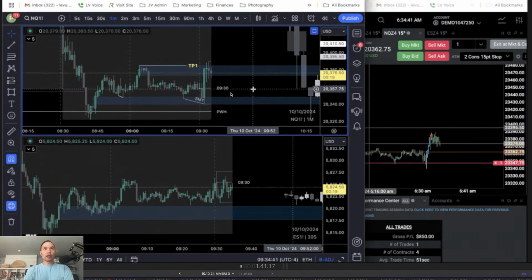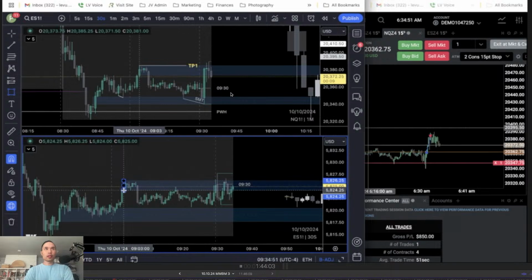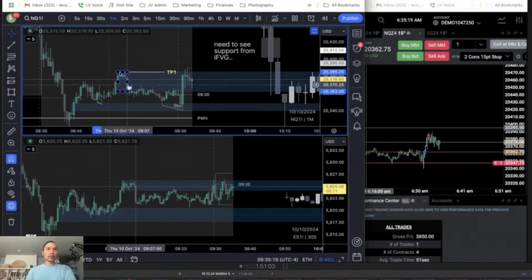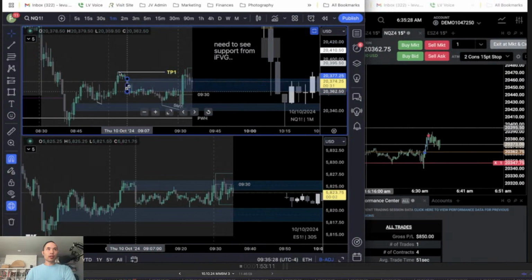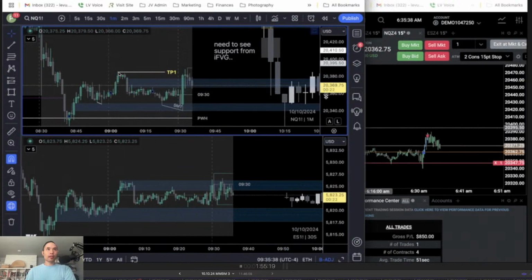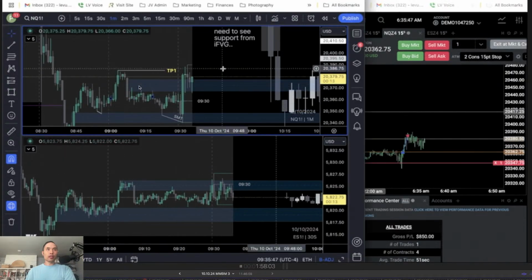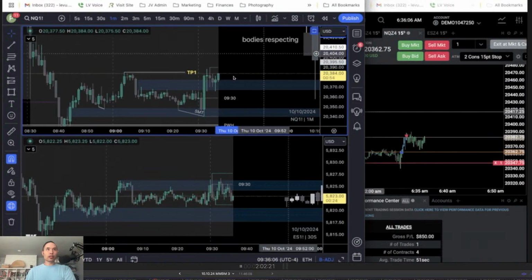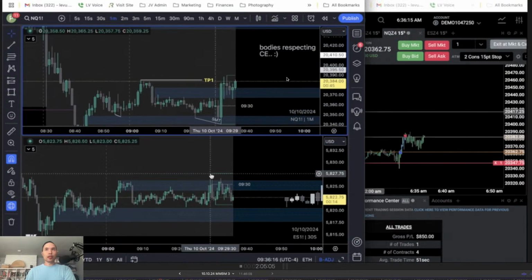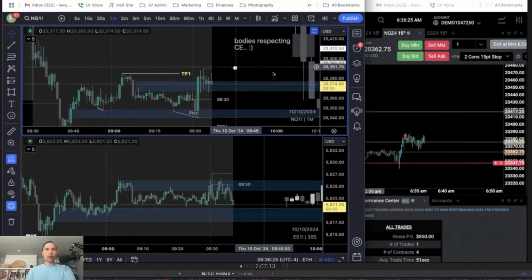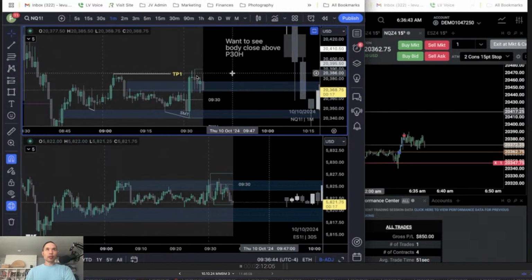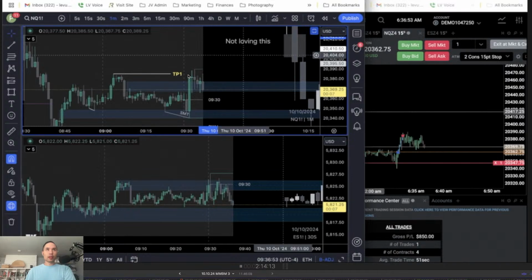So let's play out. I'm looking at this previous candle close, the high of this previous 30-minute cycle. Now I'm looking at the CB, see if it supports price. Need to see some support from this inversion for value gap. So I see that. I see the bodies are kind of respecting it, which is nice at the moment. But I want to see a body close above this previous 30-minute cycle high.